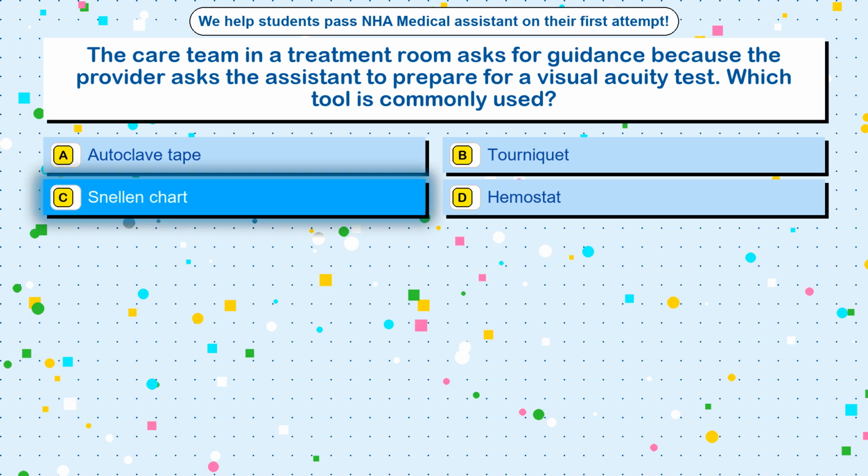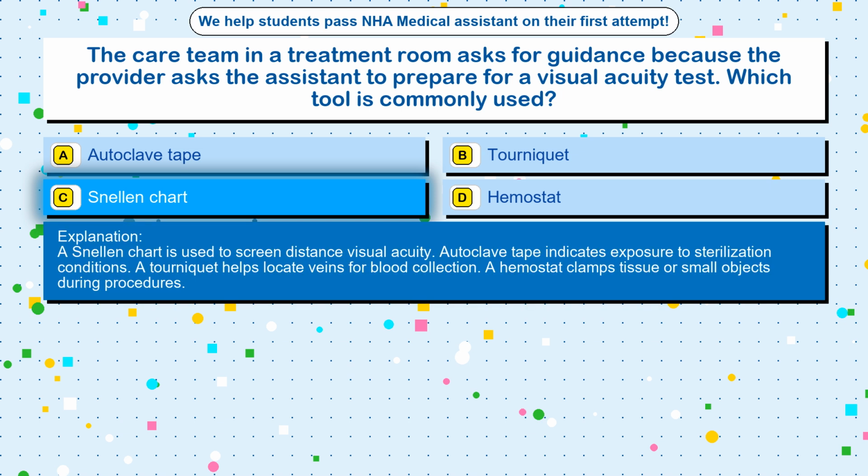The correct answer is option C, Snellen chart. A Snellen chart is used to screen distance visual acuity. Autoclave tape indicates exposure to sterilization conditions. A tourniquet helps locate veins for blood collection. A hemostat clamps tissue or small objects during procedures.